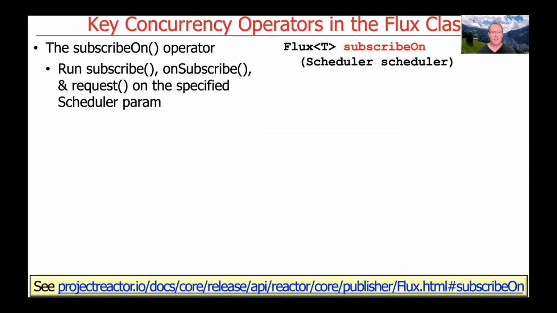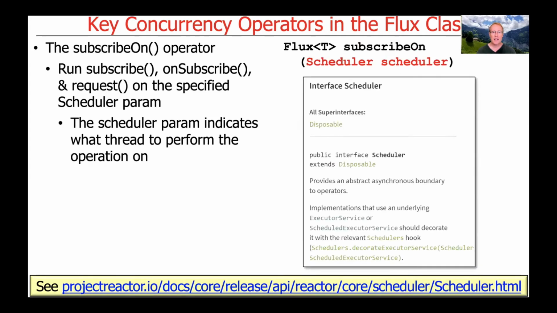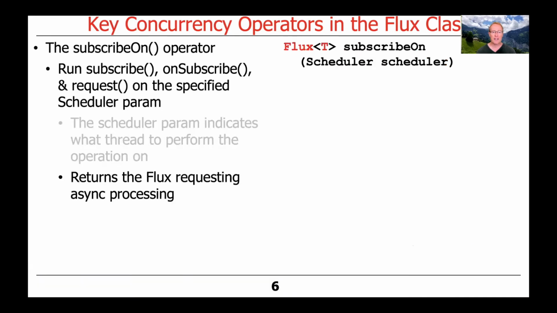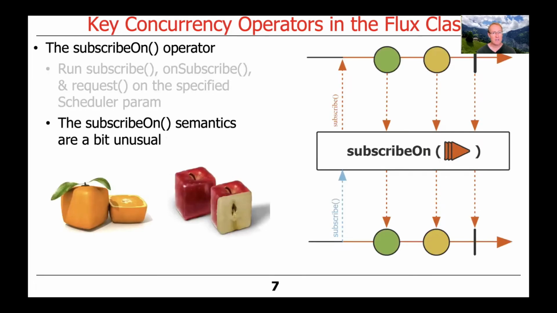The subscribeOn method has some interesting semantics. It arranges to run subscribe, unsubscribe, and request on the specified scheduler parameter. This parameter indicates what thread to perform the operations on. It returns a Flux that requests asynchronous processing. The semantics of subscribeOn are a bit unusual.